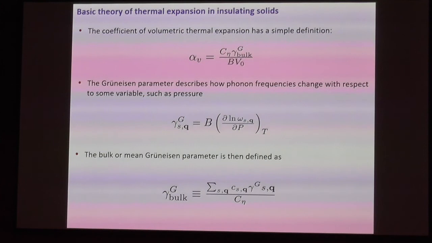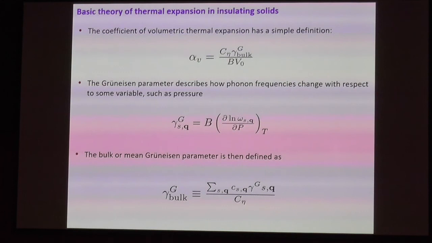The mode Grüneisen parameters can be positive or negative, but in order for a material to undergo negative thermal expansion, this bulk Grüneisen parameter up here has to be negative, because all of the other things in that expression have to be positive in a stable crystal.